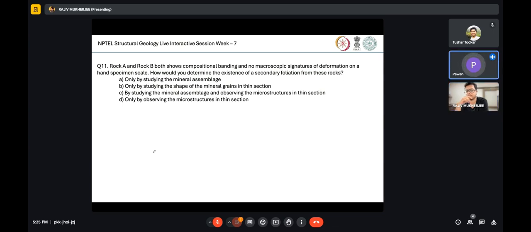It will be C, by studying the mineral assemblage and observing the microstructure. Exactly. Because both of the rocks are showing compositional bandings, but no discernible signature on the hand specimen scale. That means one of the rock is maybe gneiss and the other maybe sedimentary rock.